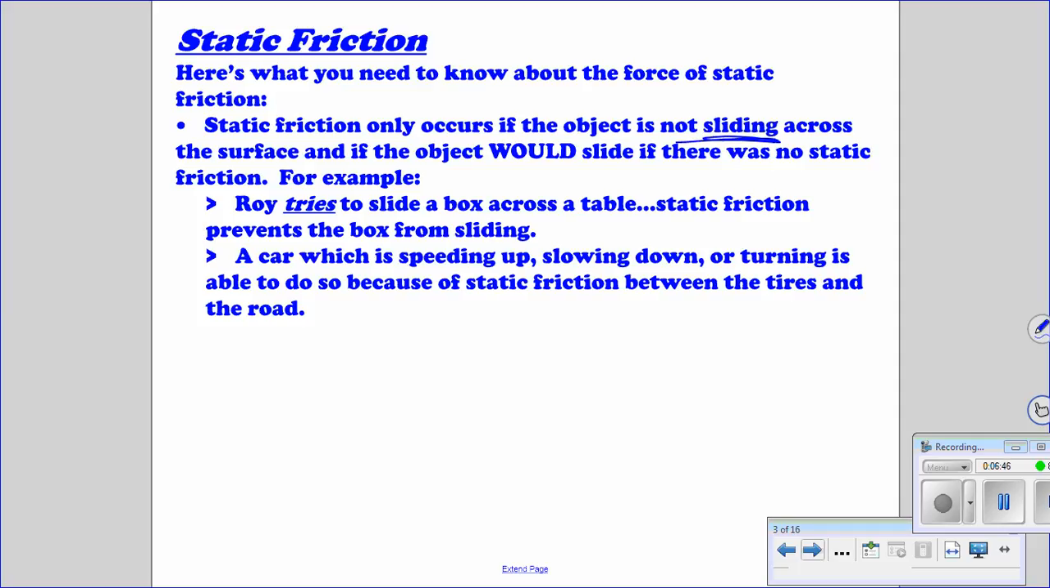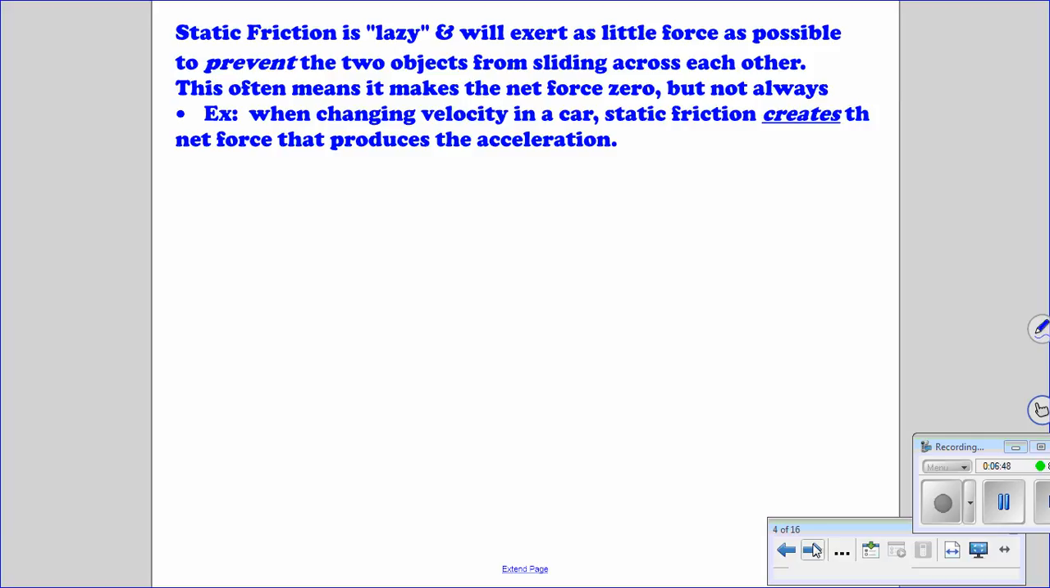Now, here's another important thing that you need to know about friction. It's lazy. Static friction specifically is lazy, and it's going to exert as little force as possible to prevent the two objects from sliding across each other. Oftentimes, and this gets to what Maddie was asking before, that means your net force is going to be zero, but not always, as in the case of the car. Here's what I'm talking about. Suppose I push on the desk with 1 Newton.